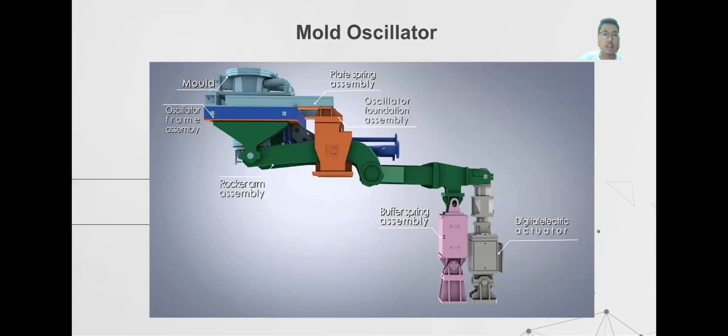And then this is a mold oscillator. This is to provide an oscillation mechanism to the mold. The mold is moved up and down so the flux powder, or the mold flux, can enter and coat the mold surface as a lubricant.